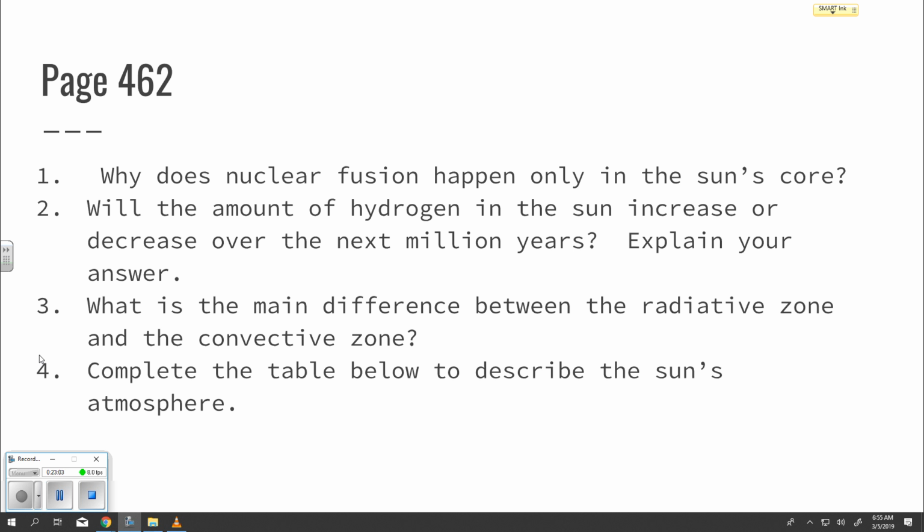Question 3, answer can be found on page 457. The radiative zone: energy is moving as electromagnetic radiation.